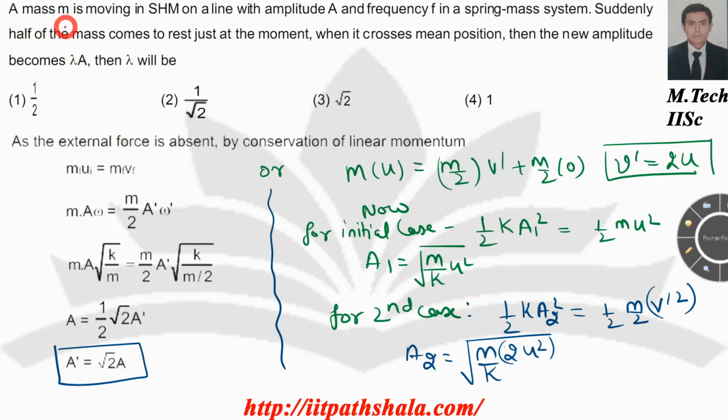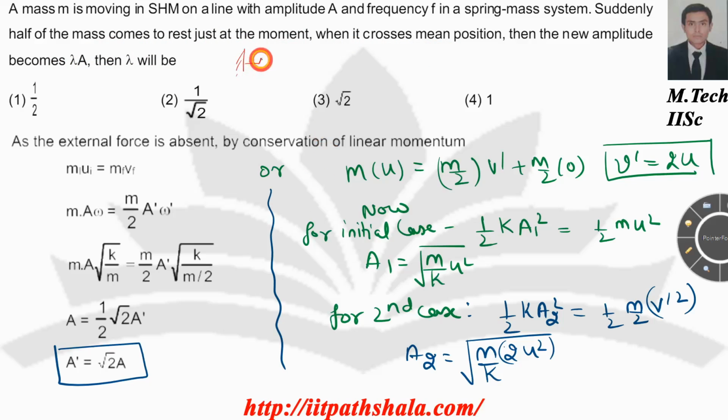A mass m is moving in SHM on a line with amplitude a and frequency f in a spring mass system. Suddenly, half of the mass comes to rest just after the moment when it crossed the mean position. Now the new amplitude will become lambda a. You have to find the value of lambda.